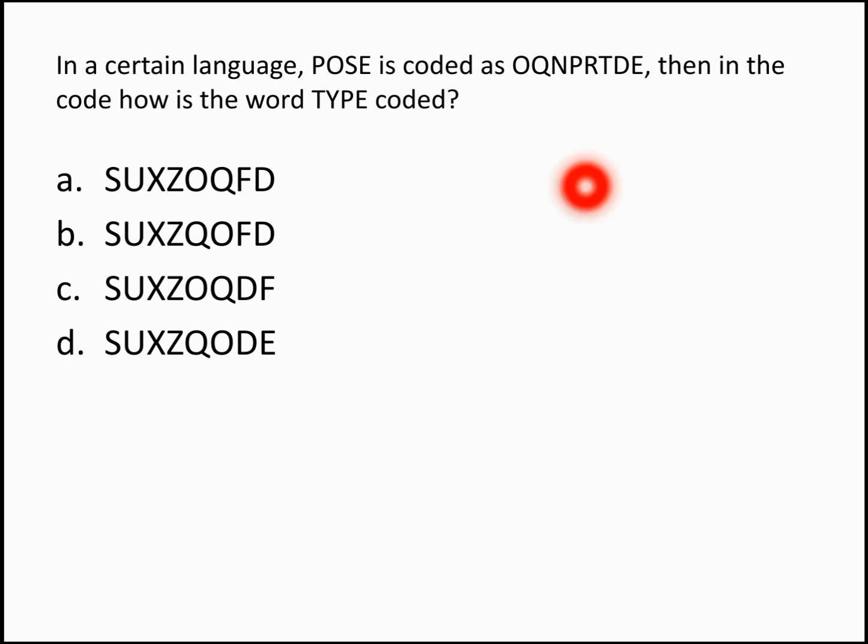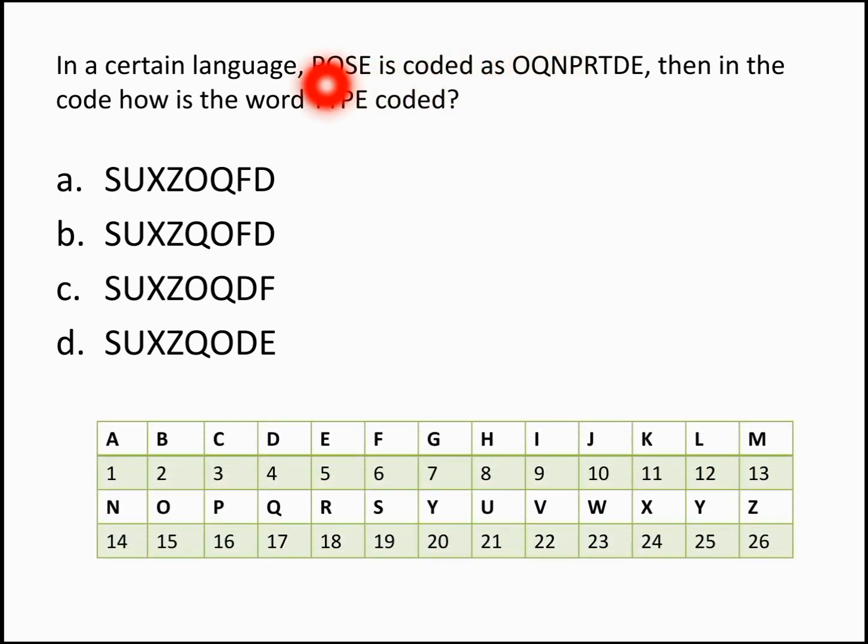In a certain language, pose is coded as OQNPRTDE. Then in the code, how is the word type coded? Right now, pose is coded as so and so. You can easily observe the letter preceding P is O and succeeding P is Q. Similarly, preceding O is N and succeeding O is P, which forms the first four letters of that, right? So for every letter, two letters are substituted, that is the letter preceding it and succeeding it in the English alphabet, right?